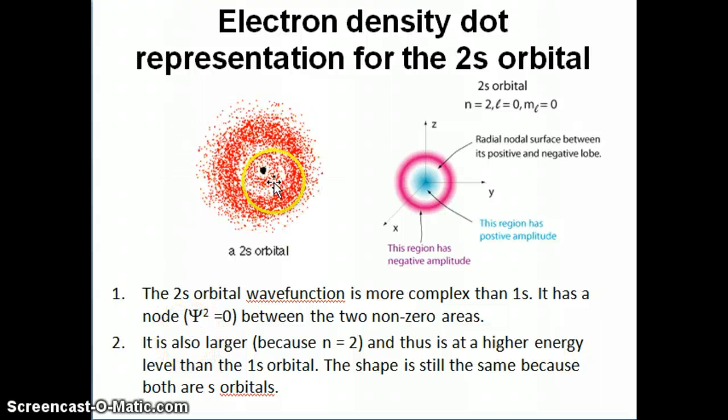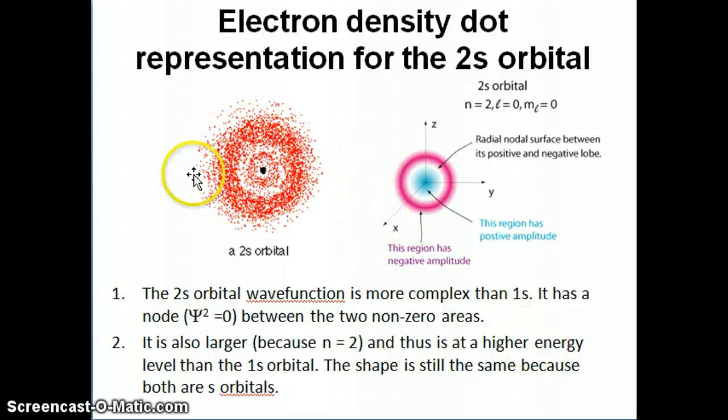Another thing to note about the 2s orbital is that it's also larger than the 1s orbital. And the reason for that, of course, is because remember that n is equal to 2 here, and n, the principal quantum number, is a measure of the size of the orbital as well as the energy of the orbital. So the fact that n is equal to 2 here tells us that this is a bigger orbital than the 1s, and also at a higher energy level than the 1s orbital.